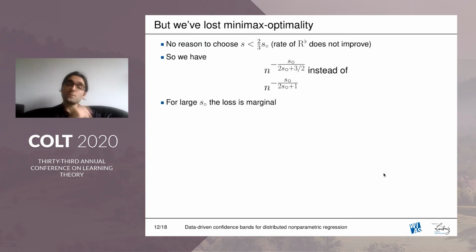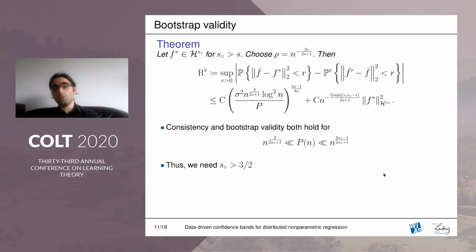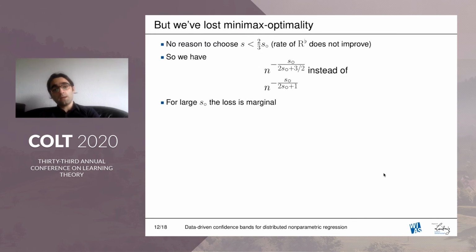But hey, we've lost minimax-optimality, really, if the function belongs to smoother reproducing kernel Hilbert space. Why don't we just use a smoother function, right? The thing is that we do not have to choose s smaller than 2/3 of s naught, as this does not improve RB, the error term from this theorem, anymore. So effectively, we have this rate of decay of the error instead of the minimax optimal one, just replacing 1 with 3/2. This loss is marginal for large s naught.